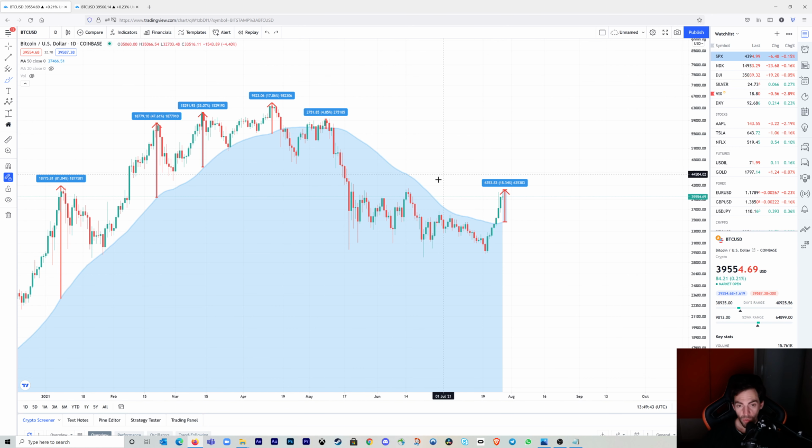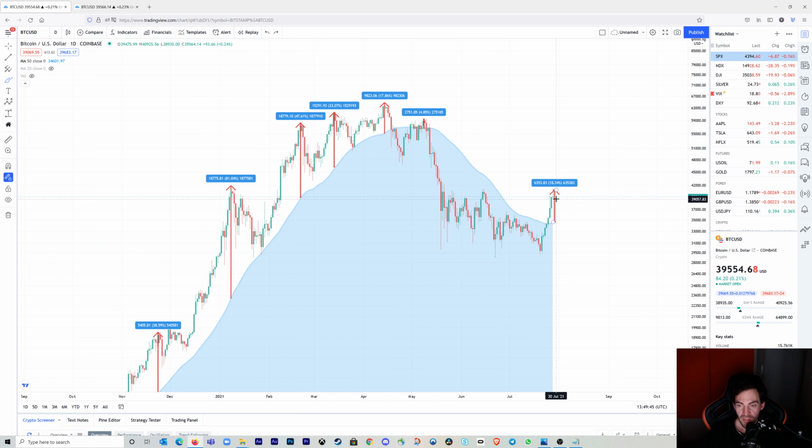But it is fairly normal to be overextended by these amounts. We've been overextended by way more in the past, and we've crashed down, and on other occasions we've moved our way up and done another bull run. So there's a couple of different scenarios that could play out.